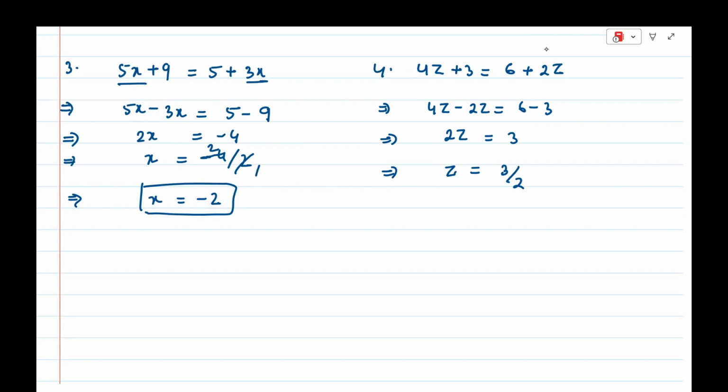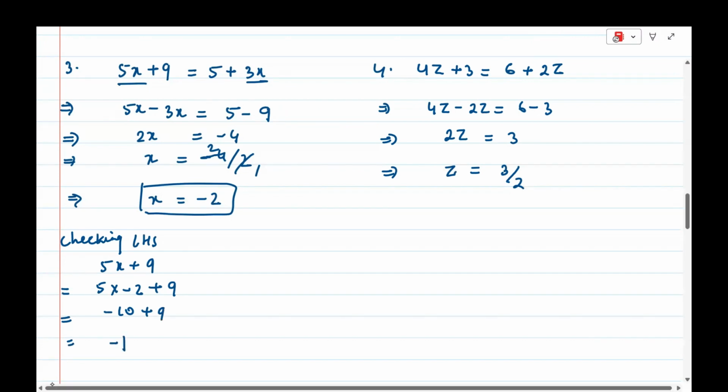Let's check both the questions, whether the answer we got is correct or not. So checking part. I got x is equal to minus 2. So on the left-hand side, I have 5x plus 9. Substitute the value. 5 into minus 2 plus 9, which is minus 10 plus 9, which is minus 1. Check the right-hand side. I have 5 plus 3x. So 5 plus 3 into minus 2, which is minus 1.